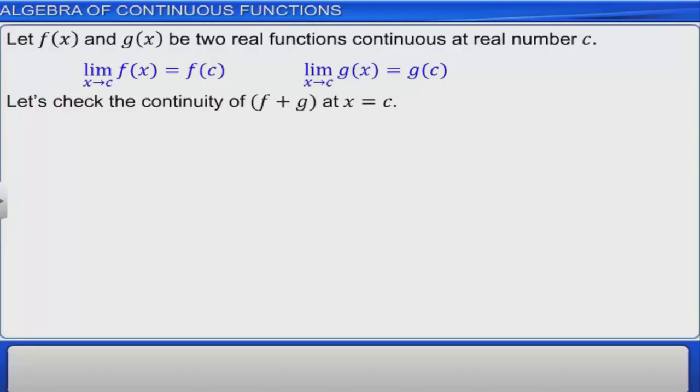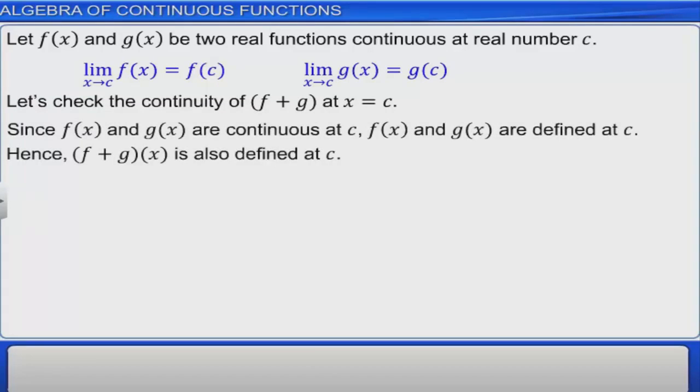We are given that f of x and g of x are continuous at c, which implies that both f and g are defined at c, and hence their sum is also defined at c. Now, let's find the limit of (f plus g) of x as x approaches c.